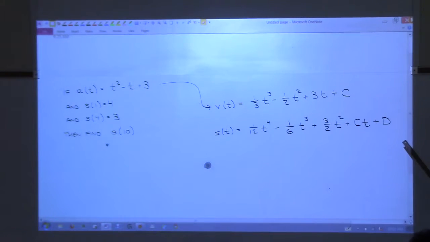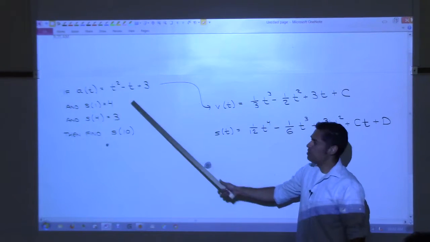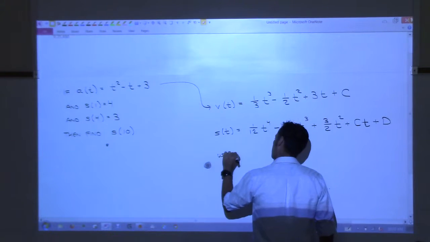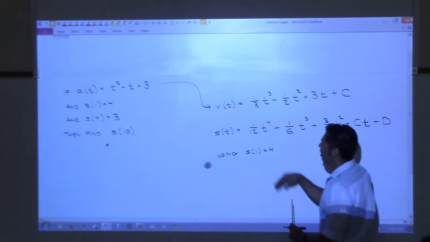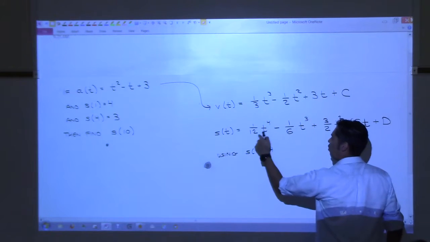All right, so there we go. Now, am I going to be able to nail down D? And I'm going to have to nail down C also. Well, I'm given some information here, right? S of 1 is 4. Let's use that. Okay? So using the fact that S of 1 is 4, it means when I plug 1 into this, I should get 4, shouldn't I? So let's plug 1 in for t.